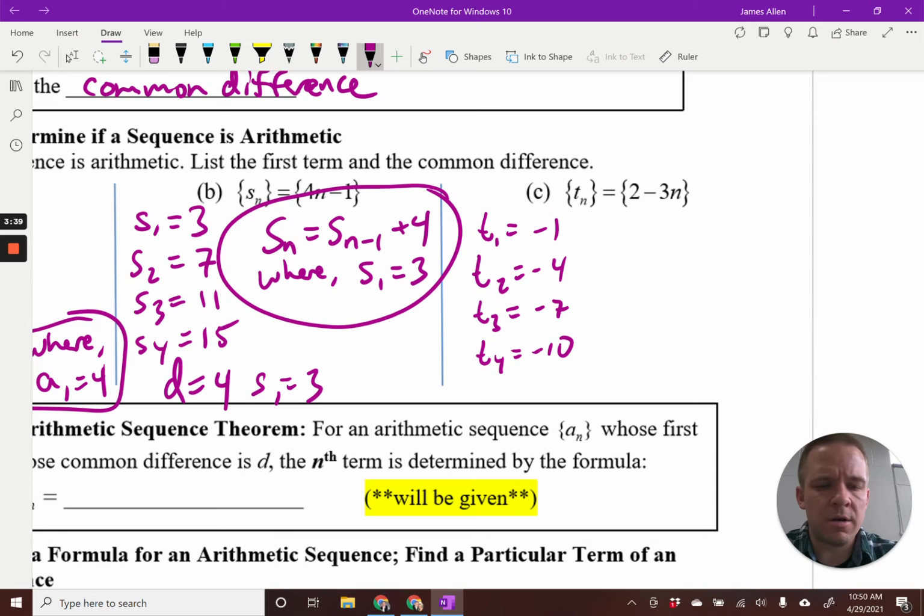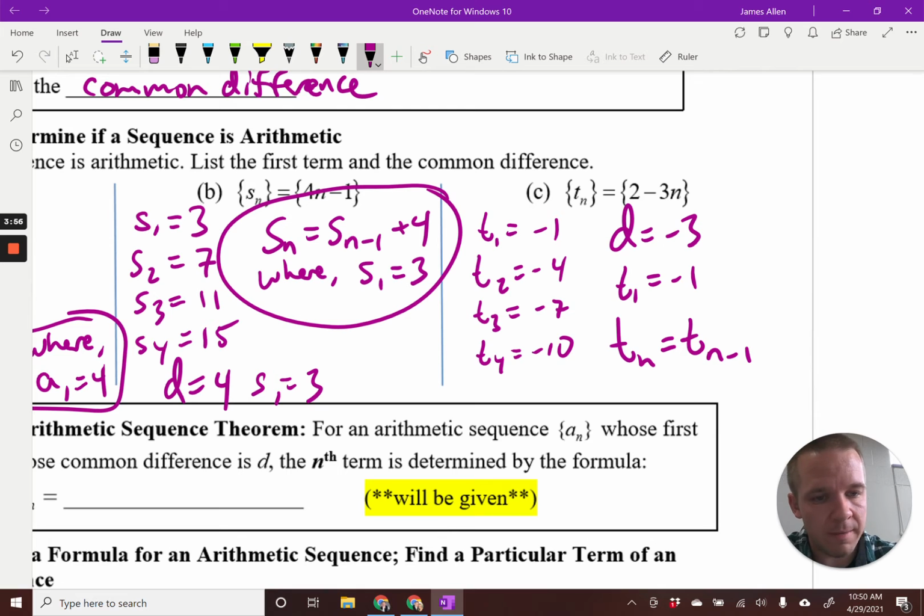So you got my terms listed out here: negative 1, negative 4, negative 7. It's going down by 3 each time. So your common difference is negative 3. T sub 1 we see is negative 1. So I'd have T sub n is equal to the previous term, T sub n minus 1, plus my common difference, which would be minus 3, where T sub 1 is equal to negative 1.